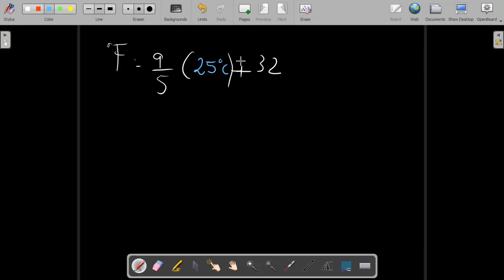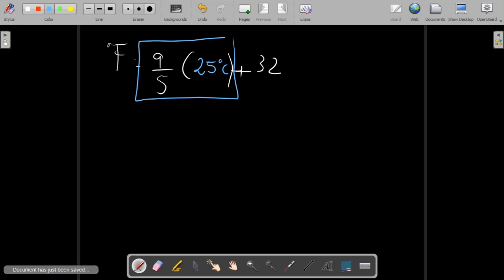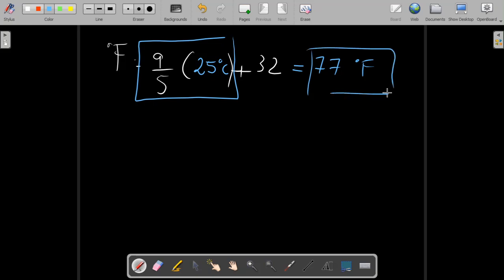So as you can see, you need to do this part first, okay? 25 multiplying 9 divided by 5, and then add the 32. So do that, and you see that your answer is 77 degrees Fahrenheit. That's your answer. Why 77? Well, this one right here, when you multiply and divide, you went with the number of significant figures.